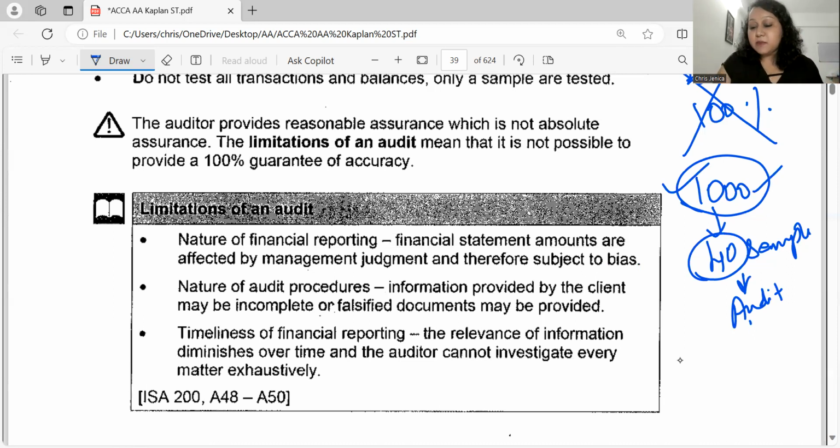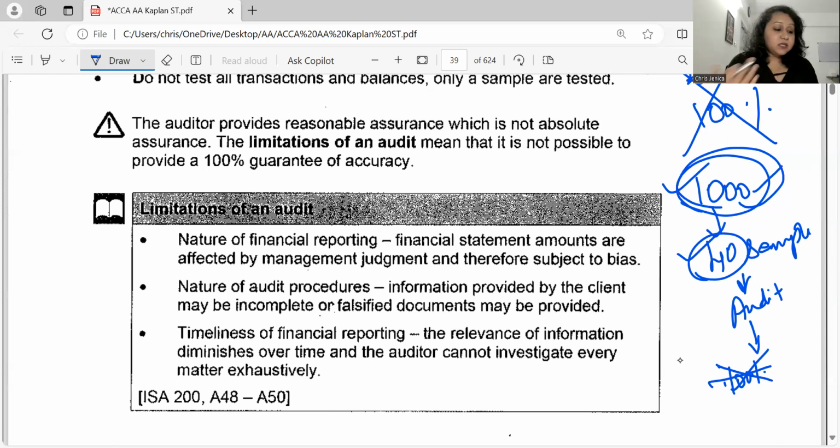And out of this, I'm coming to an opinion that yes, the financial statements are free from material misstatements, errors, and fraud, so they are true and fair. Would it state 100% assurance? Definitely not, because I've not audited 100% of the invoices. I've just done an audit for 40 samples. So I cannot give an absolute assurance. It's just going to be a reasonable assurance that the financial statements are true and fair.